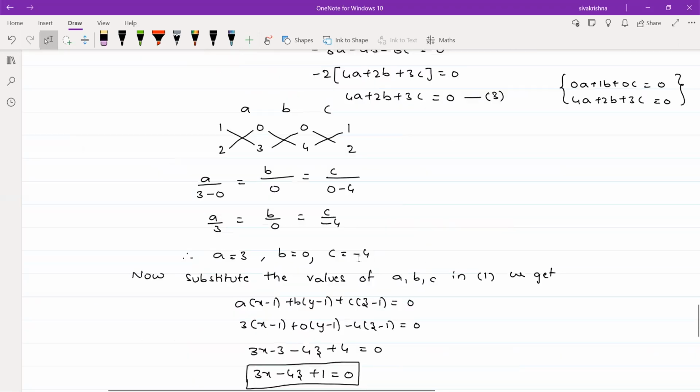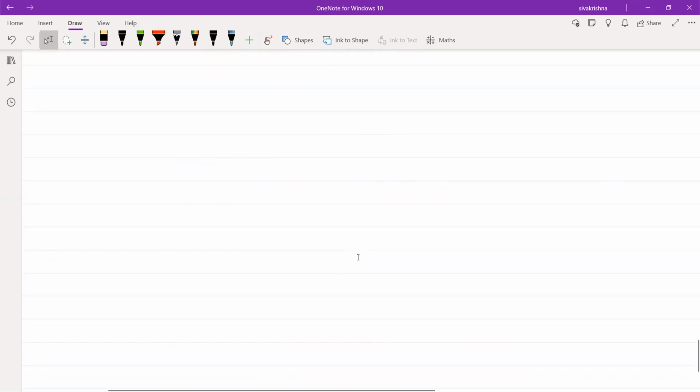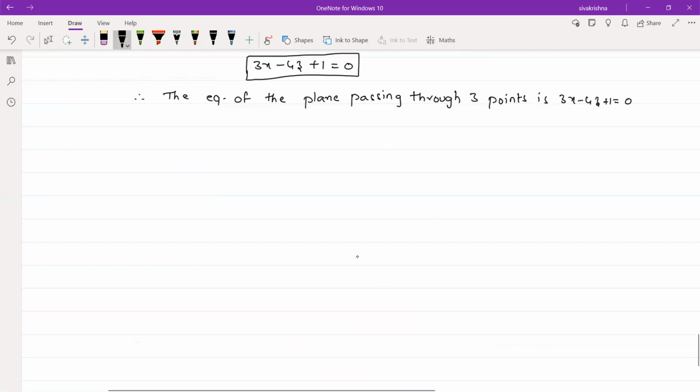Okay, so one more problem. Right, on to the next problem, the fourth one. Find the equation of the plane passing through 3 points, and the points are, once again I am writing the points: 2 comma 2 comma minus 1, and 3 comma 4 comma 2, and 7 comma 0 comma 6.